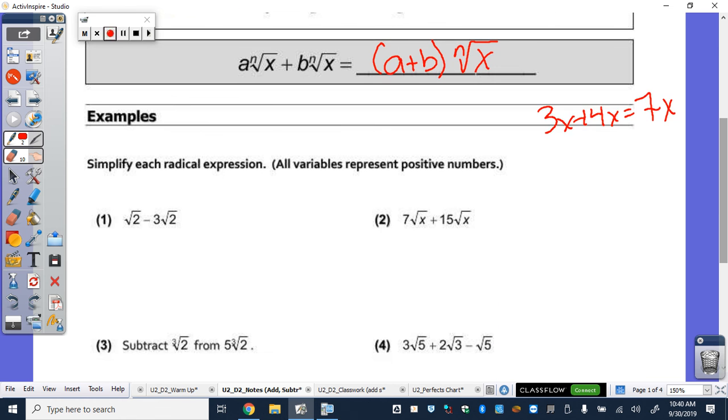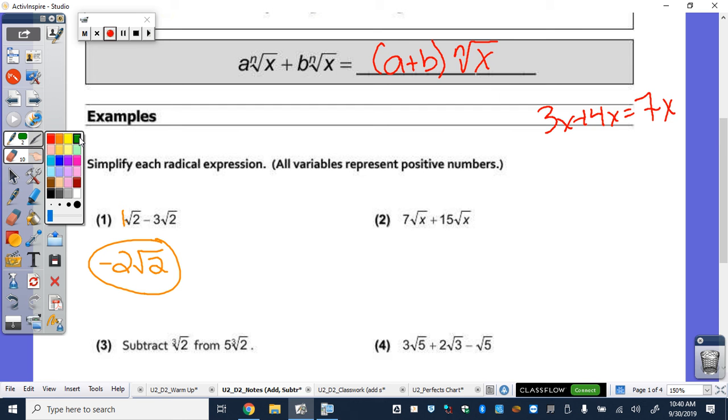So let's take a look at our first example here. First off, what number's in front of this radical sign? 1. So 1 radical 2 minus 3 radical 2. Both are radical 2s, so we can subtract their numbers. 1 minus 3 gives us negative 2 radical 2. And then as always, if you can simplify, you would do that at the end, but this one we can't simplify any further.